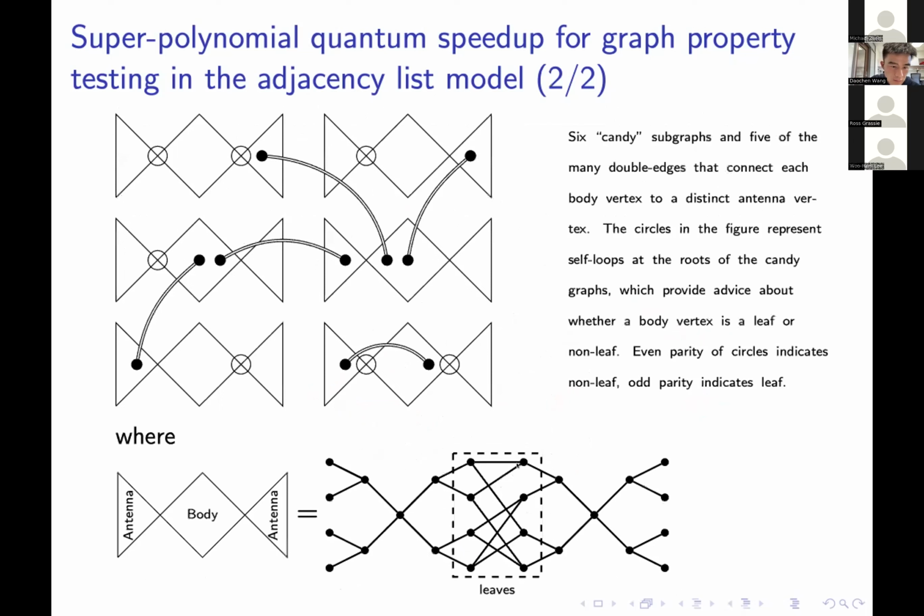To do the upgrade, what we construct is a graph property that asks us to decide whether a graph is of the form shown on this slide. Let me explain quickly what the graph is. Each candy-shaped graph consists of a body and 2 antennas, where the body is a glue trees graph and the antennas are binary trees. The double edges go between vertices in the body and antenna.